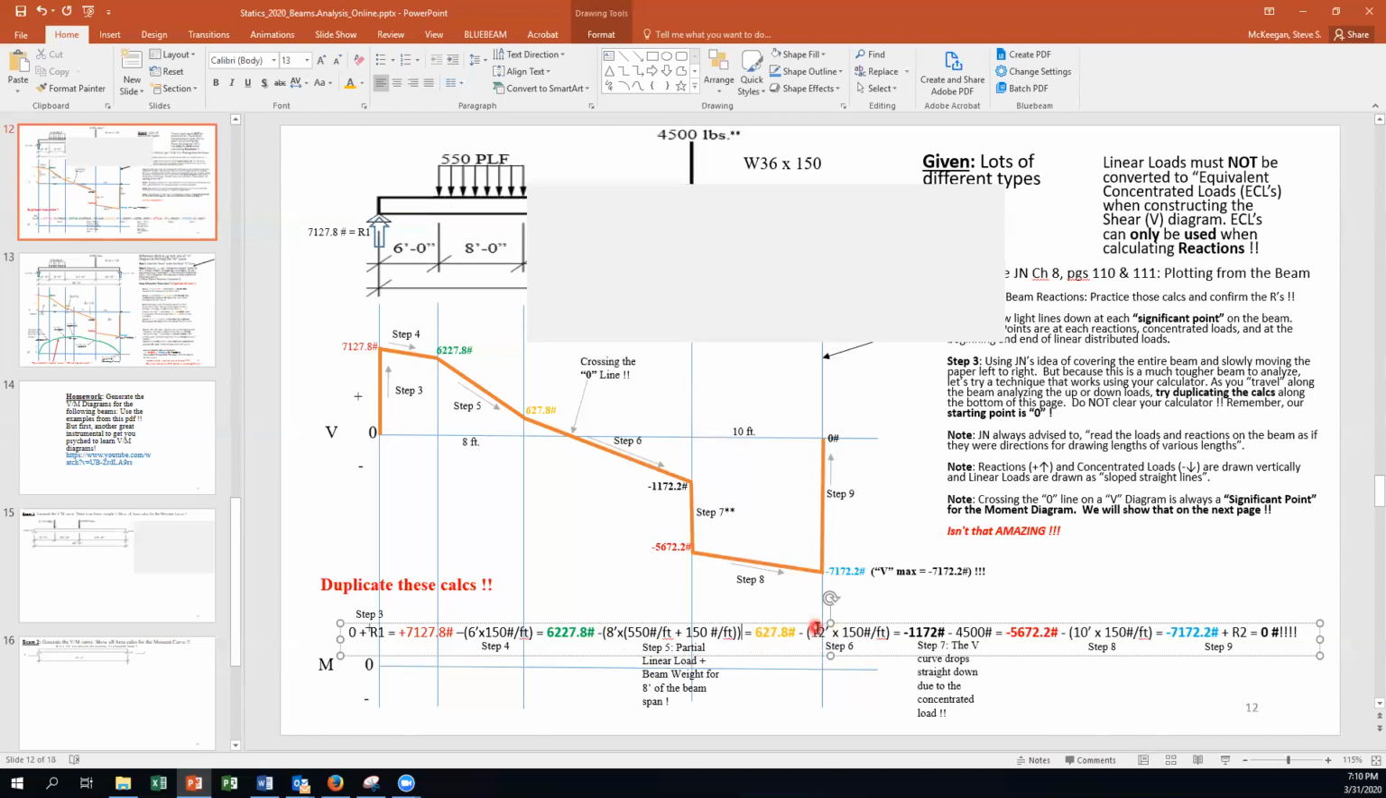Now you're going to analyze 12 feet of the span, where every foot you're dropping 150 pounds. So this value right here is subtracted from 627, but now I go from a positive to a negative. So it drops below the 0 line, and it crosses the 0 line. We'll talk about how to find that in the next slide.